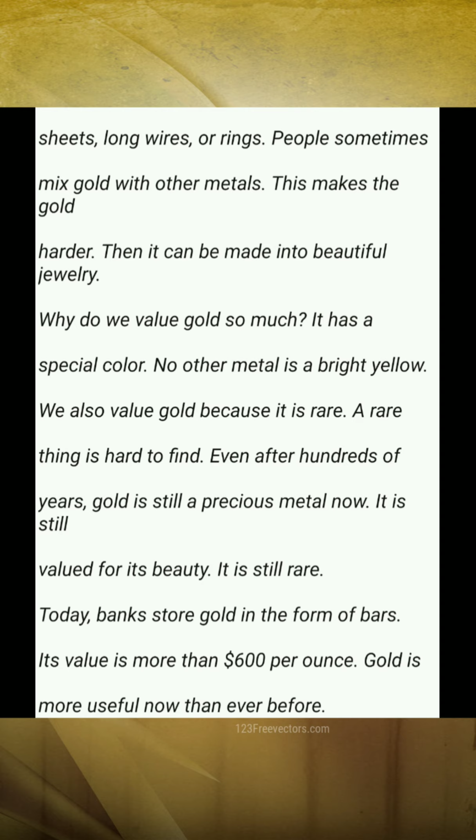Even after hundreds of years, gold is still a precious metal now. It is still valued for its beauty. It is still rare. Today, banks store gold in the form of bars. Its value is more than $600 per ounce. Gold is more useful now than ever before.